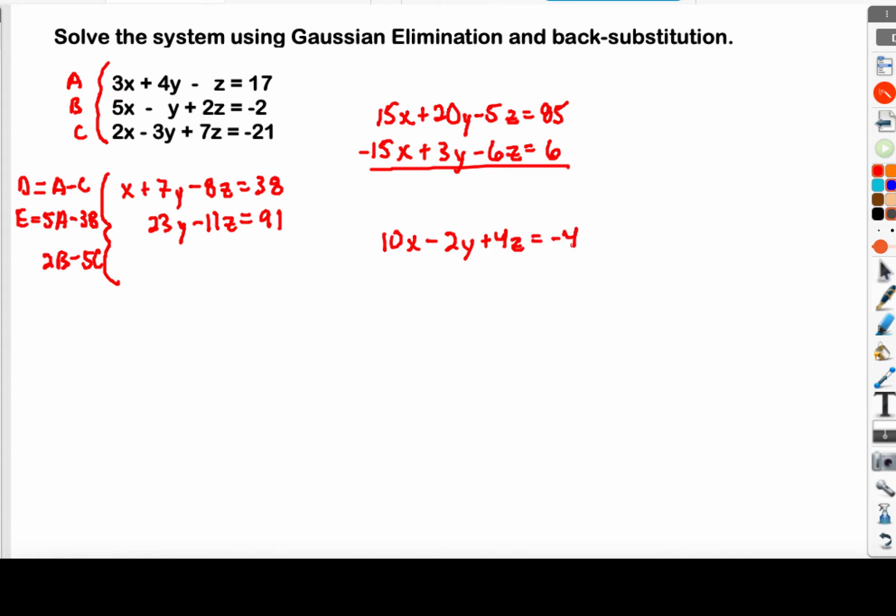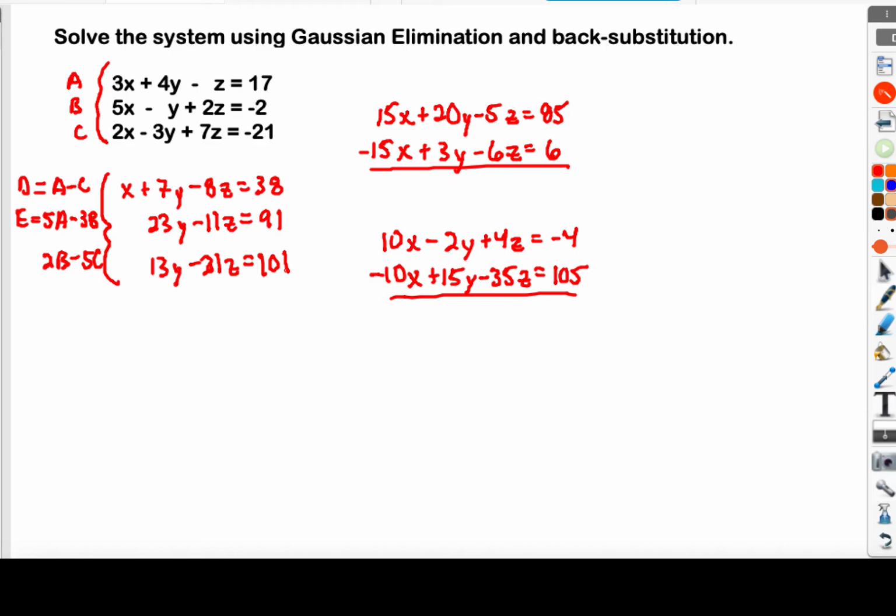And I'm going to take negative 5 times equation C, so negative 10x plus 15y, right? Negative 5 times 7 is going to be negative 35z, and negative 5 times negative 21 would be 105. Again, we'll go ahead and add those up. The x's disappear. We get a 13y. We get a negative 31z. Right? Make sure we can read that 31. And a 101 down there.